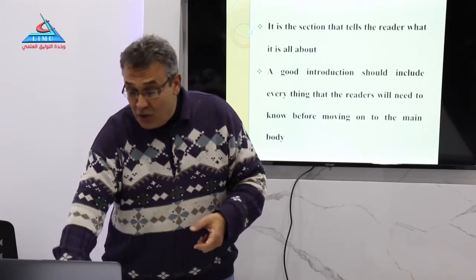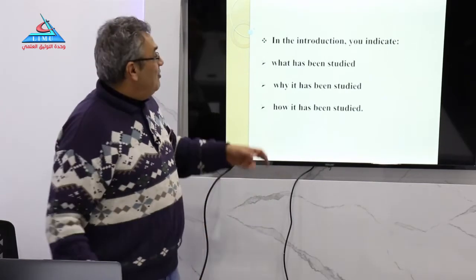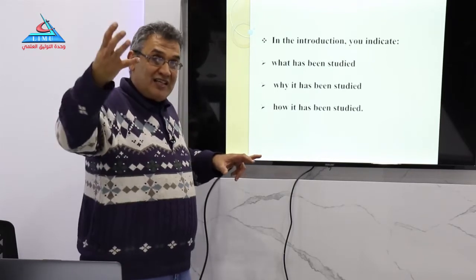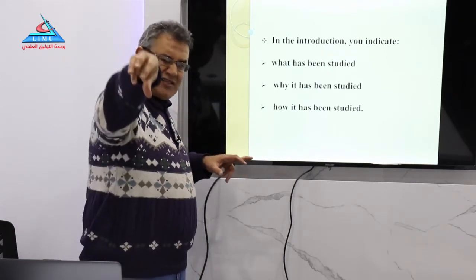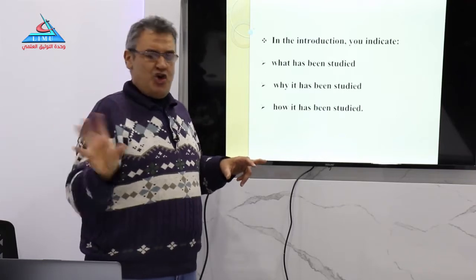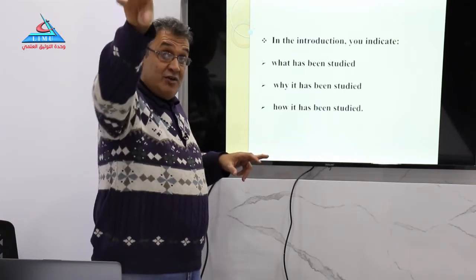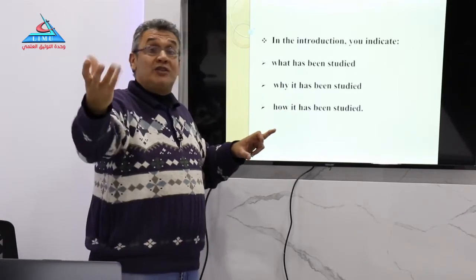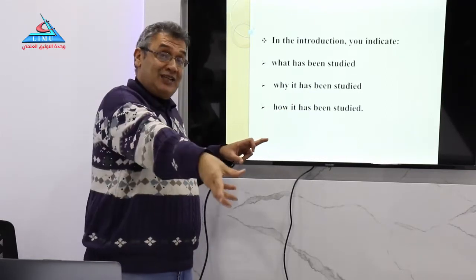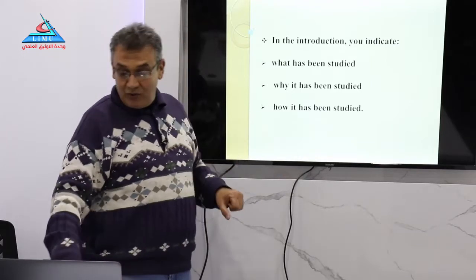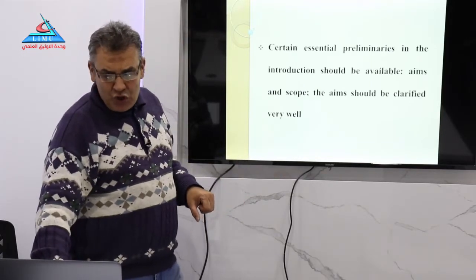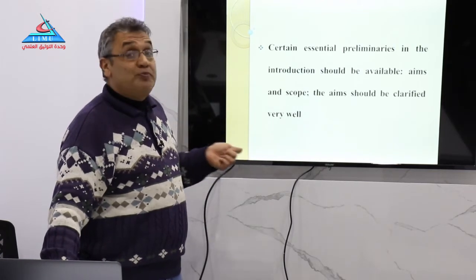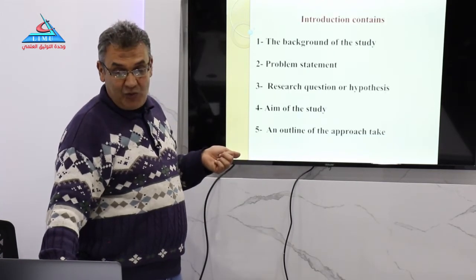What are the main inclusions of the introduction? The main inclusion: what has been studied before? The previous studies in brief, but concise, not brief and superficial. No, brief but concise, brief but highly focused. Why has it been studied? And how has it been studied? So what are the preliminaries? The aim and the scope should be available and clarified very well.